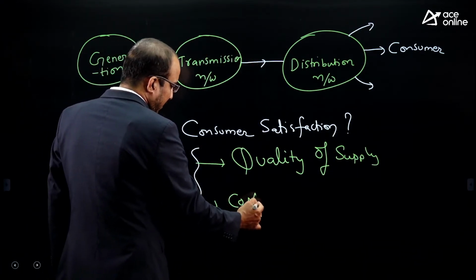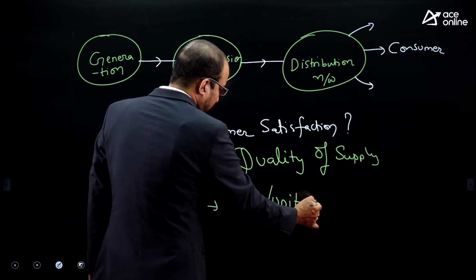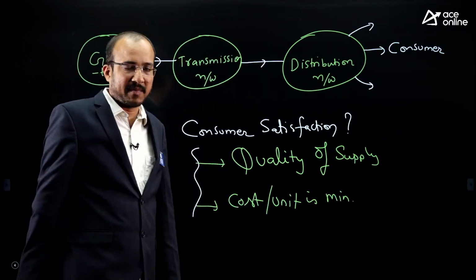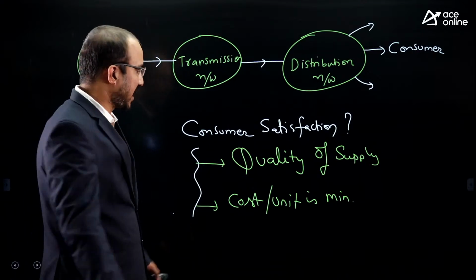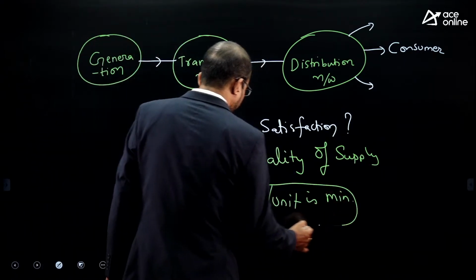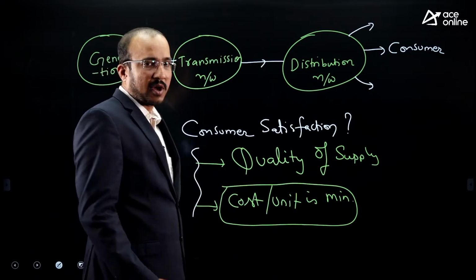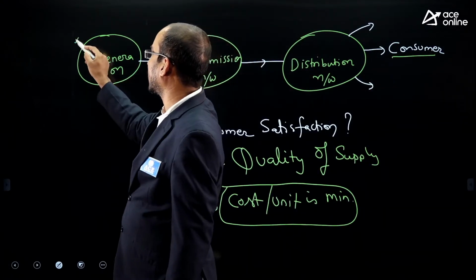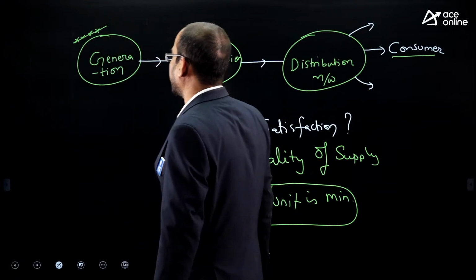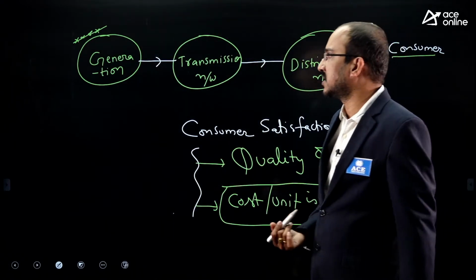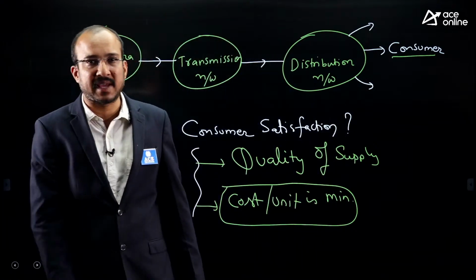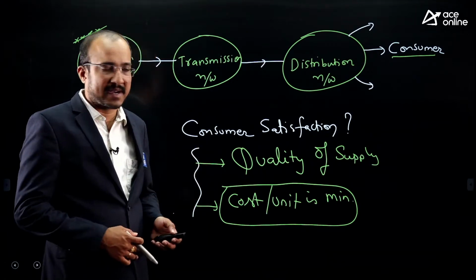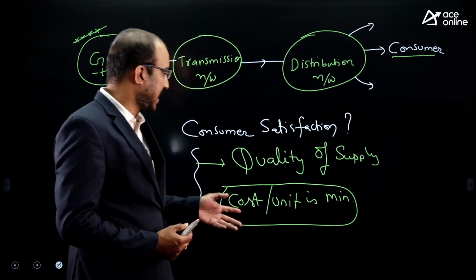And cost per unit is to be minimum. So how can we minimize the cost per unit given to the consumer? As we are talking about economics, the cost per unit given to the consumer can be minimized by minimizing the cost of generation. That's what the economic aspect says. Minimize the cost per unit of generation so that the cost per unit given to the consumer gets minimized and the consumer will be satisfied.